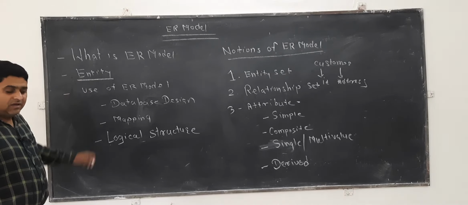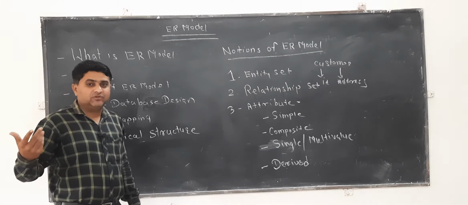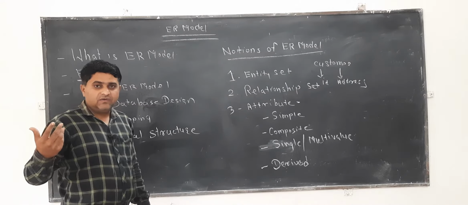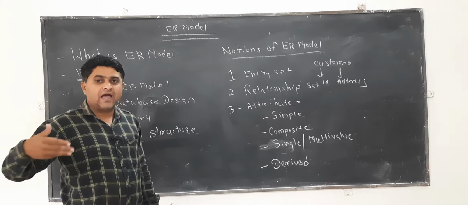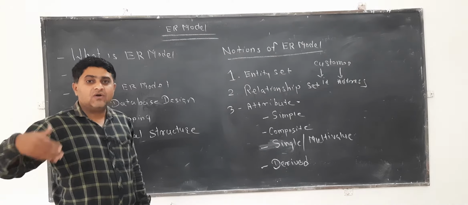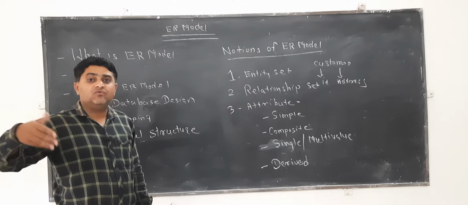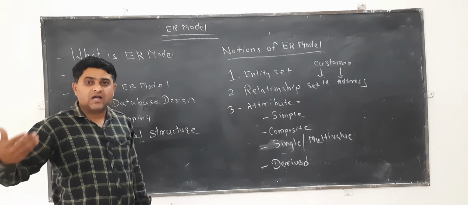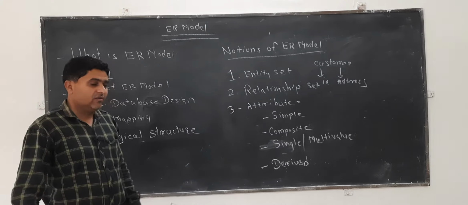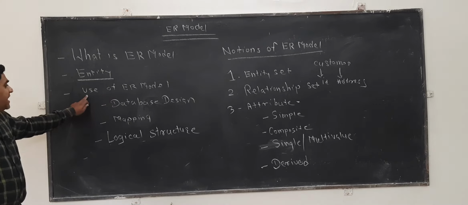For example, an object means multiple attributes. In your bank account there are multiple accounts, then multiple account types: saving account, current account. There are multiple account types. Okay, next one, use of ER diagram.